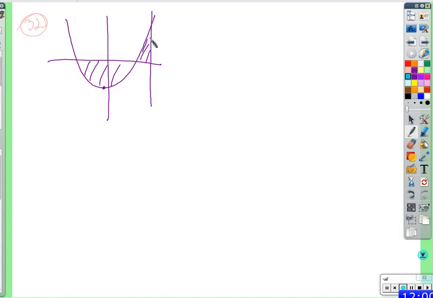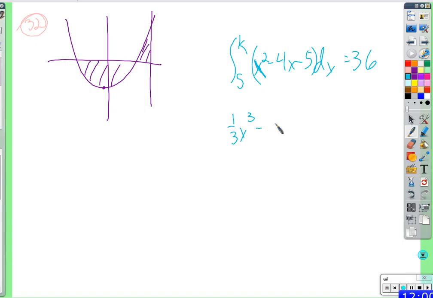So we're just trying to figure out now, there's some line over here. Where will that line have to be so that the area under that is 36? How do we find the area underneath that? It's from 5 to k, equals 36, and then solve for k.